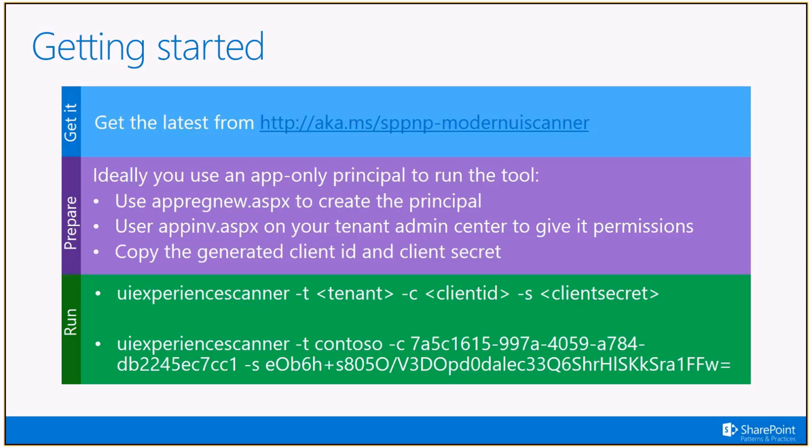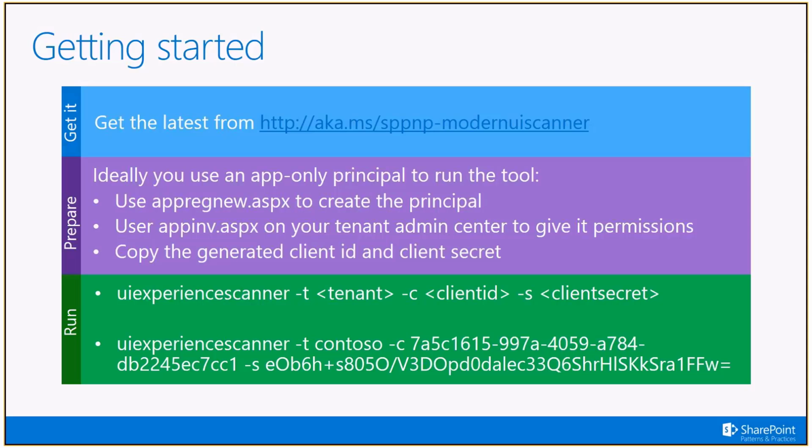The tool can run in two modes, essentially, when it comes to authenticating to your tenant, because it needs to scan all the sites, all the webs in the sites, all the libraries. So it needs to have access to your data. The easiest way is using an app-only principal with tenant-level permissions, and that's what's documented in our guidance as well. How you do that is using Register-PnPAzureADApp, or the app-new page, to create a principal and the app-inv page to give it the proper permissions. In the demo coming up, we'll show you how to do that in a bit more detail. But it's a fairly lightweight, simple process.